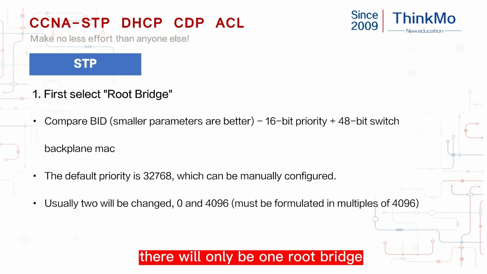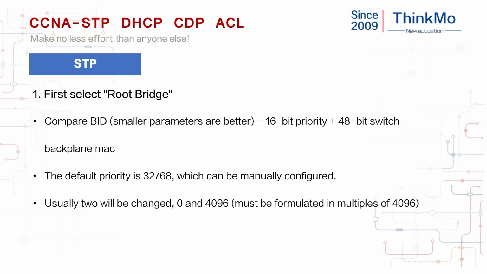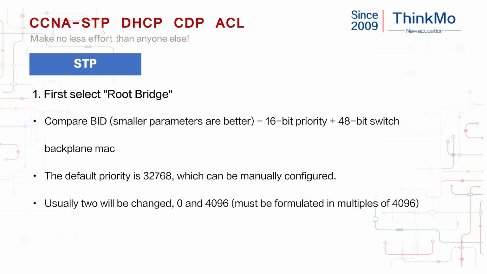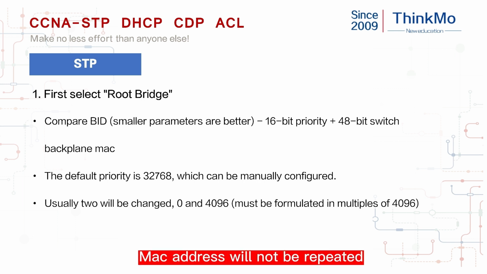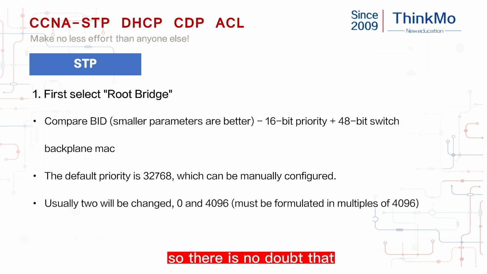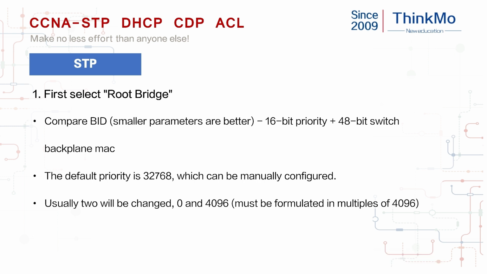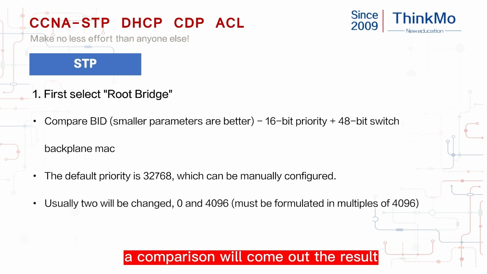There will only be one root bridge. Do you think there may be 2 root bridges? Some students may ask, will these parameters not compare? It won't, because we learned before that the MAC address is globally unique. The MAC address will not be repeated, so we must be able to compare. So there is no doubt: the parameters of the root bridge comparison are simple, just these two parameters. A comparison will produce the result.